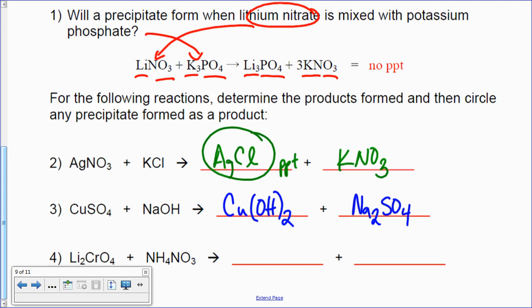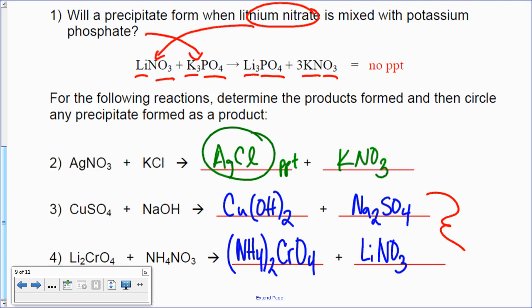So lithium chromate. So let's do (NH4)2CrO4. That's ammonium chromate, and lithium nitrate. Those are our swapped, double swapped products. So you check your table F to see if there's a precipitate. Circle it if there is. There might not be, in which case you wouldn't circle anything.